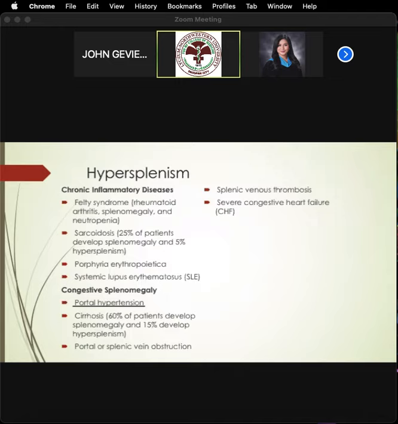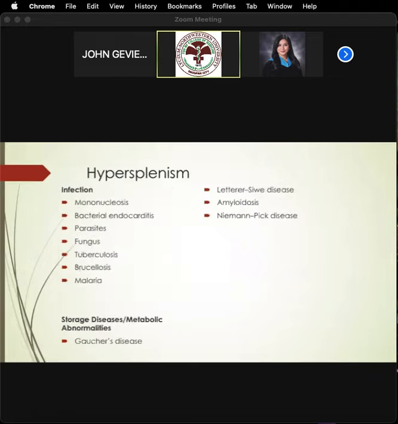Sometimes the splenomegaly is due to portal hypertension. Portal hypertension is the most common cause of hypersplenism. So if in the exam I ask you what's the most common cause of hypersplenism, the answer is portal hypertension. Infections could also cause hypersplenism: mononucleosis, endocarditis, parasites, fungus, TB, and some storage diseases or metabolic abnormalities.